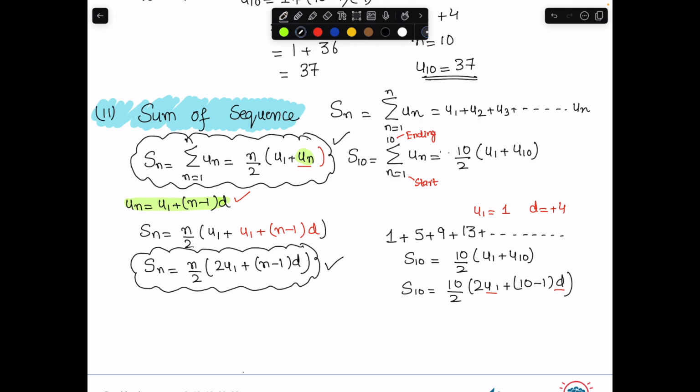The first formula can be used when I have both the first and the last term that I want to find the sum for. So S10 in this case would be 10 over 2, 2 times 1 plus 9 times 4. If I simplify this, it is 5 times 2 plus 9 times 4, which is 36, so 36 plus 2 times 5. The answer is 190, which is the sum of the first 10 terms.